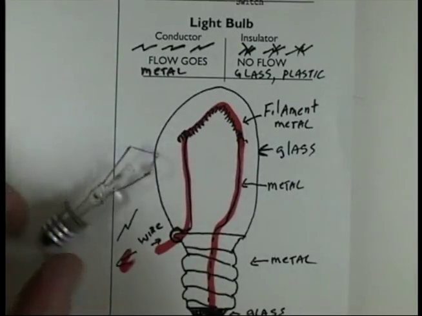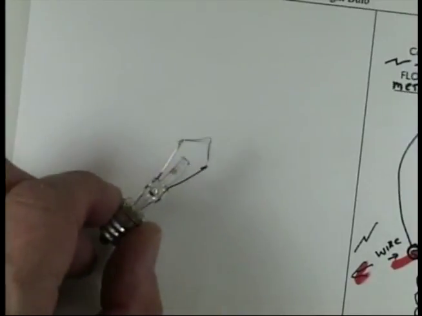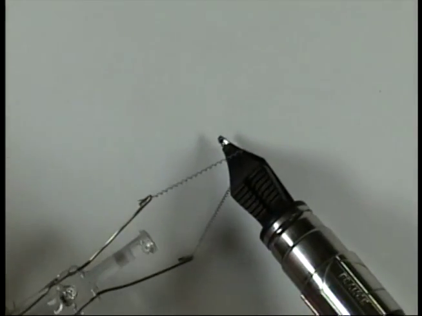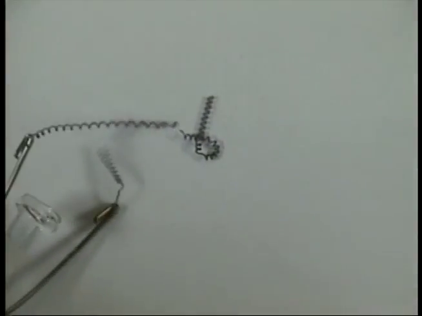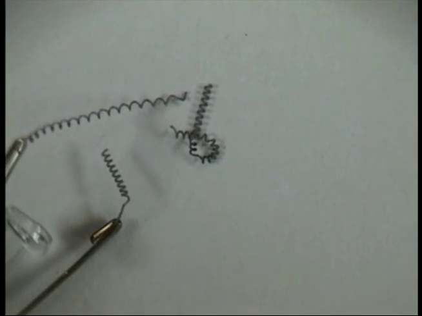The only thing I need to show you is this. Check this out. Here's the filament. What happens if I stretch this filament? This is the part that gets hot and white and gives off light. That's still a good one. Oh, look what I did. I broke it. And when I broke it, this little part right here came off. This light will not work now.